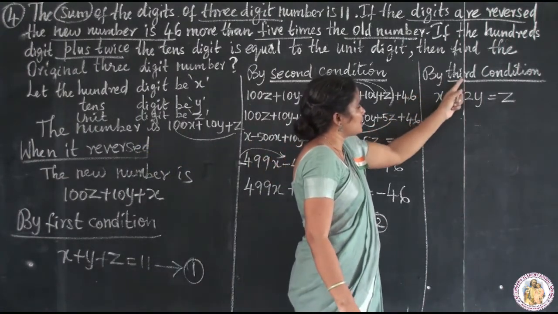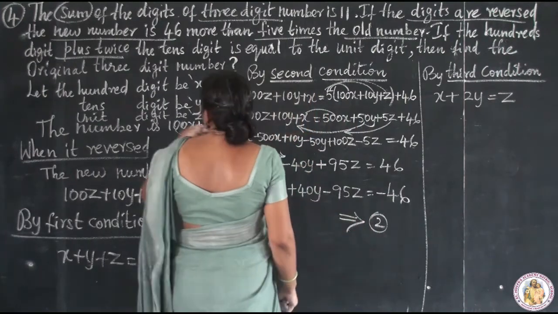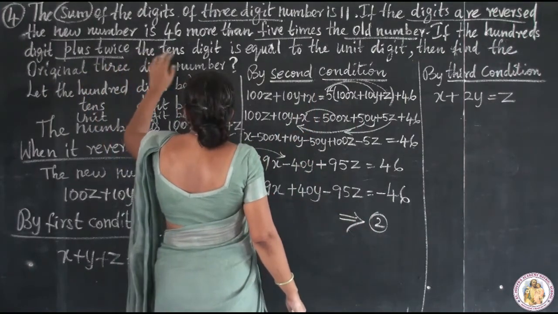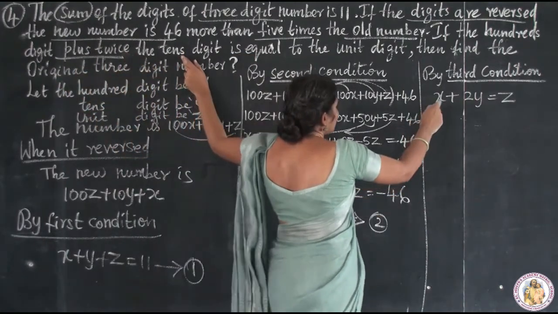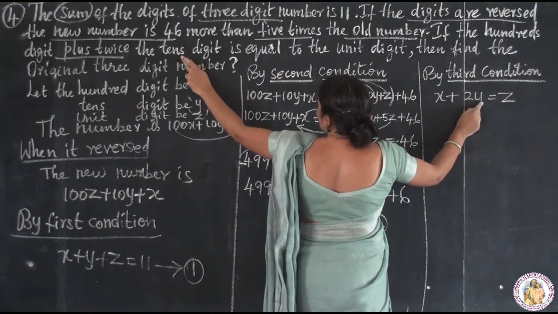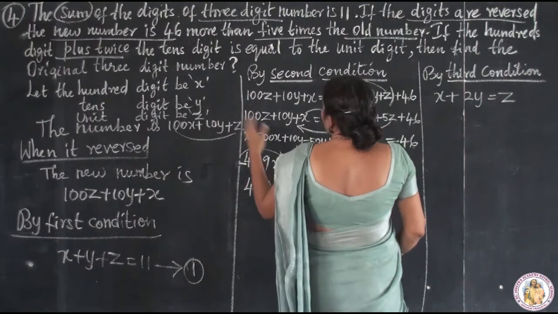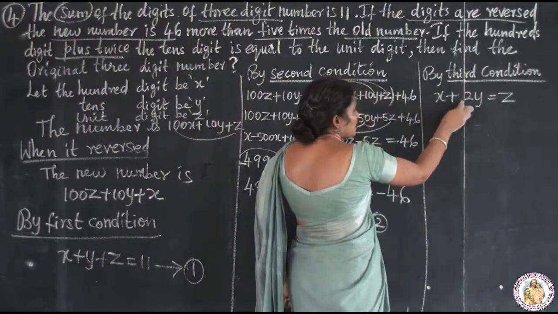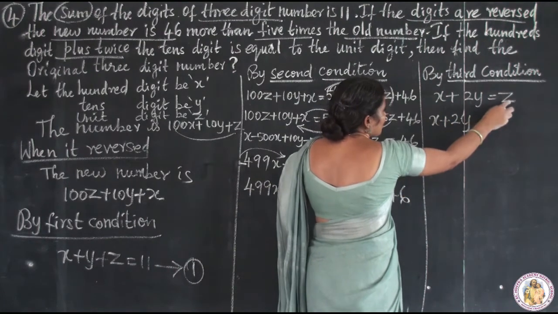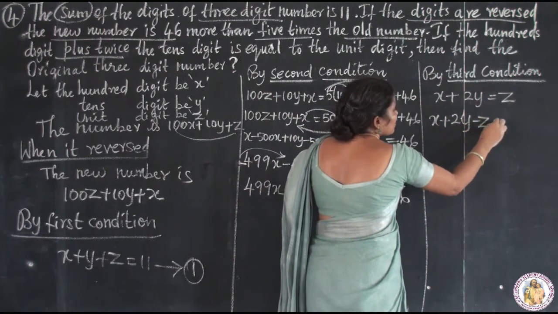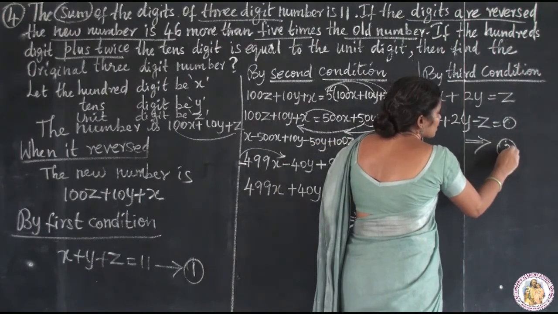By the third condition, the hundreds digit plus twice the tens digit is equal to the unit digit. So x plus 2y is equal to z. That is x plus 2y minus z is equal to 0. Taking this as the third equation.